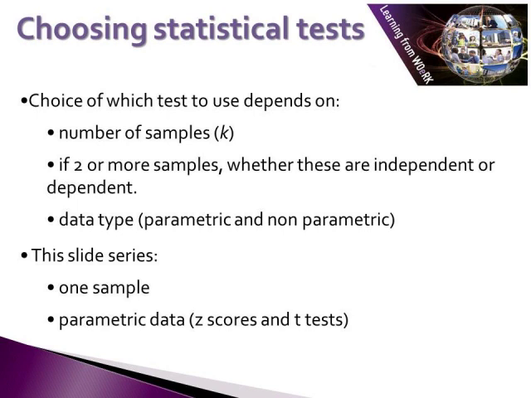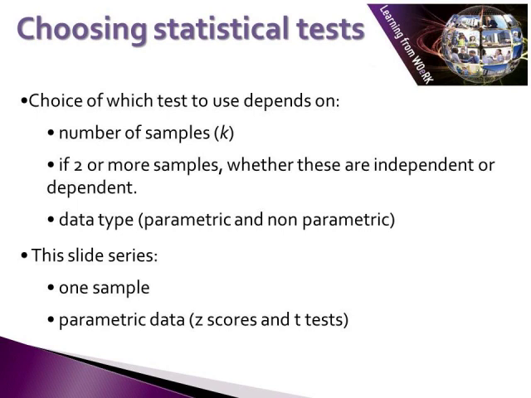The choice of which statistical test to use depends on the data type, the number of samples we have, whether we have two or more samples, whether these samples are independent or dependent, and the type of data that we're dealing with, i.e. whether it's parametric or non-parametric. In the previous slide we said that one of the things we need to know when choosing a statistical test was the number of samples we are dealing with. What do we mean by this?